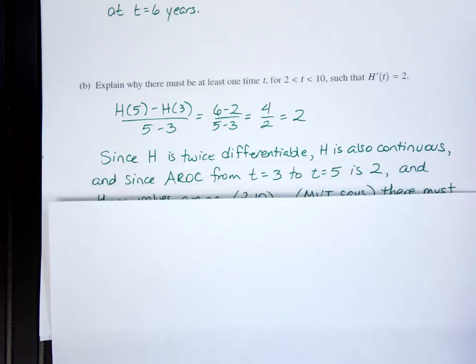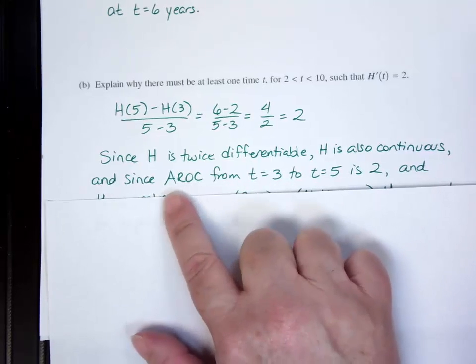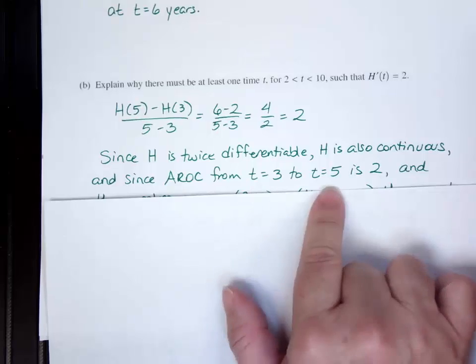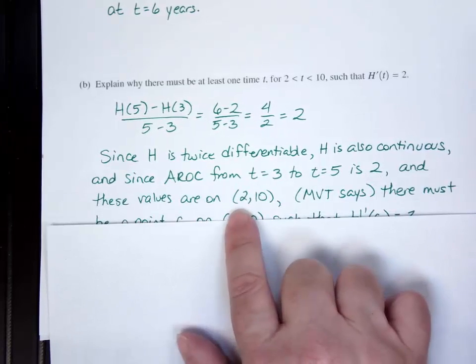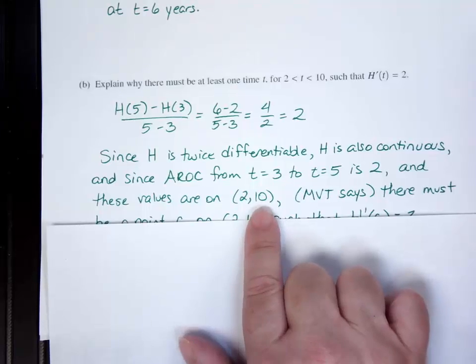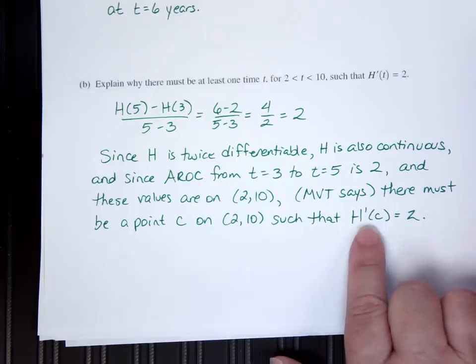And moving on, you must show that the conclusion holds as well. Since AROC from 3 to 5 is 2, and 3 to 5 is on the interval from 2 to 10 that they asked for, MVT says there must be a point c such that h prime of c equals 2.